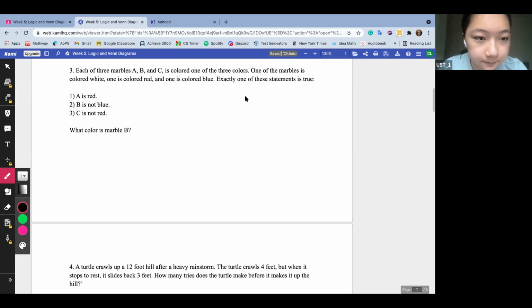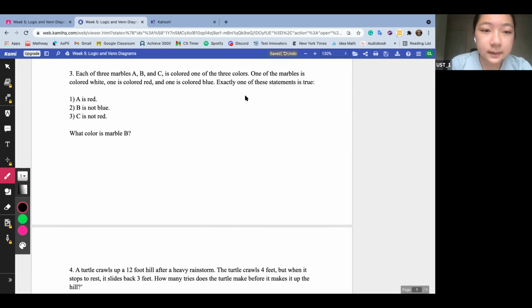Okay, next question. Each of the 3 marbles A, B, and C is colored one of the 3 colors. One of the marbles is colored white, one is colored red, and one is colored blue. Exactly one of these statements is true: A is red, B is not blue, and C is not red. What color is marble B?